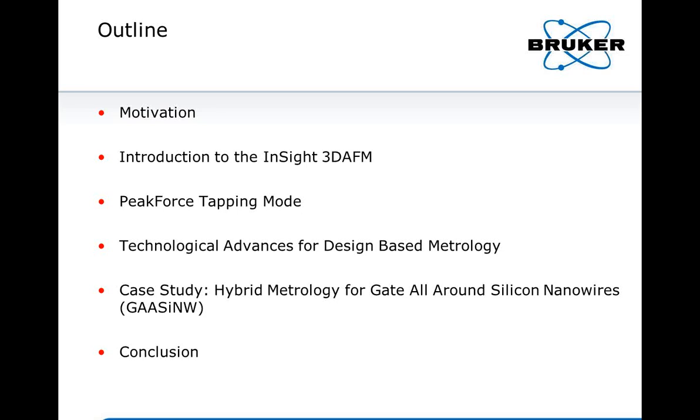to hybrid metrology. At this point, we will go into a case study of hybrid metrology for the gate-all-around silicon nanowire. First, we will review just what the gate-all-around silicon nanowires are and why they are of interest for advanced node semiconductor devices. We'll review some previous work that was done with an SEM to characterize the morphology of these silicon nanowires, and then follow up with the hybrid metrology work that was done to more fully characterize these structures using the AFM.